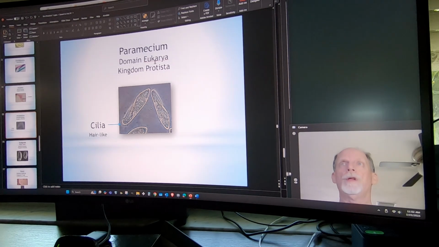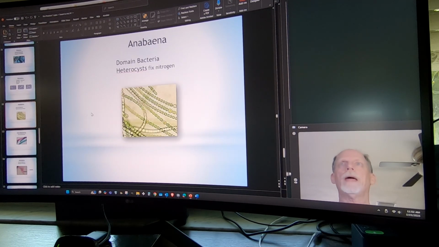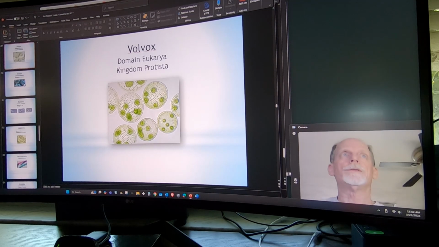You should know that Eukarya is the domain and Protista is the kingdom that it belongs to. Anabaena, this is one of the few that are in the domain Bacteria. It's not in the Eukarya domain. There's no kingdom with this, okay? But Anabaena is the name of that organism.